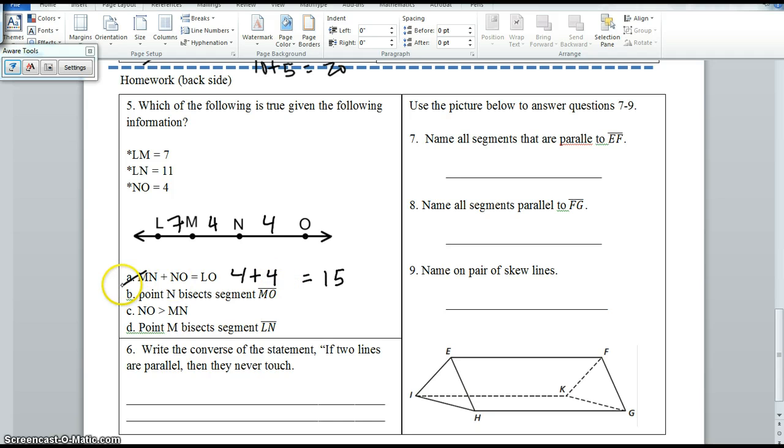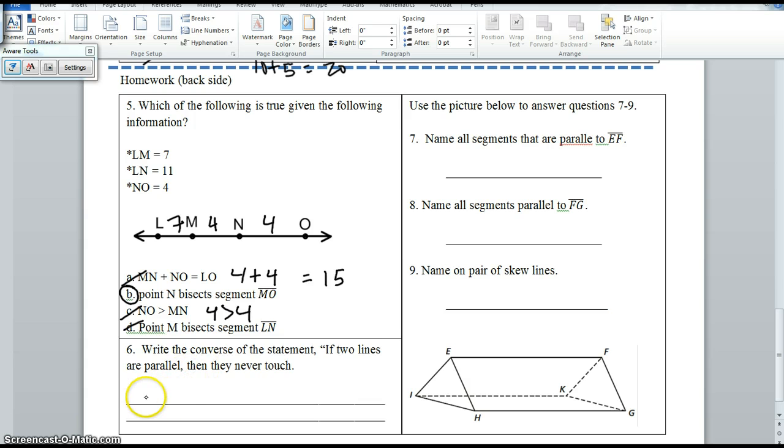Nope, that's not true. Point N bisects segment MO. Point N bisects M to O. Well, I have a 4 here and a 4 here, so that seems to be true. NO, which is 4, is greater than MN, which is 4. Well, that's not true. Point M bisects L to N. I have a 7 here and a 4 here, so that's not true.